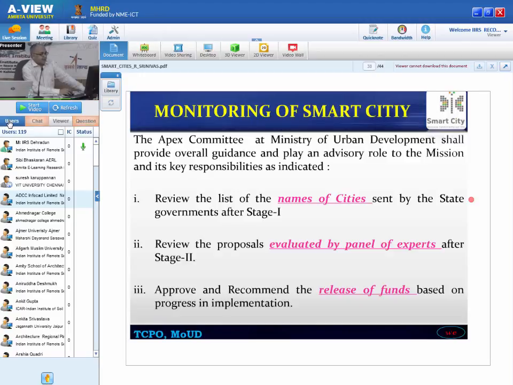Now, monitoring. The Apex committee I have already mentioned will review the proposals submitted, evaluated by the panel of experts. After stage 2, I have mentioned that 20 cities have been selected, but the remaining 78 cities have to revisit their proposals and that will be further evaluated. And the Apex committee will also approve and recommend the release of funds based on the progress in the implementation.